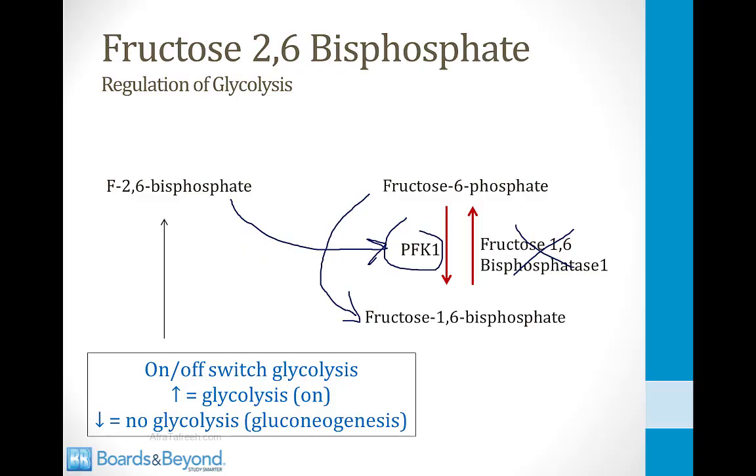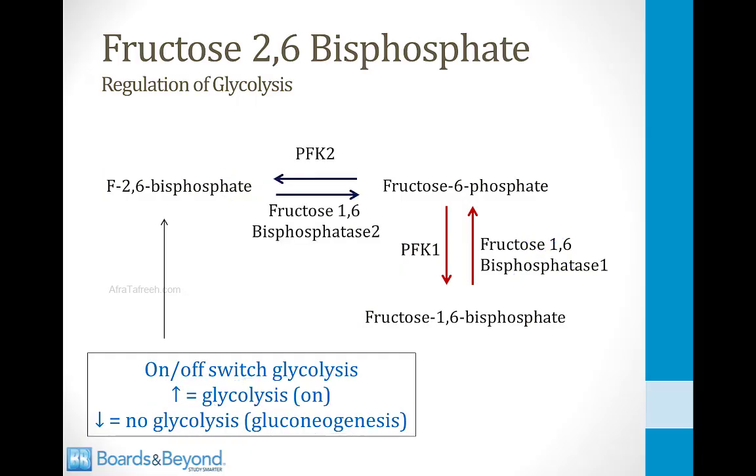The easiest way to remember the function of fructose 2,6-bisphosphate is to think of it as an on-off switch for glycolysis. When its level is high, it favors glycolysis and turns glycolysis on. When its level is low, it favors gluconeogenesis and turns off glycolysis.